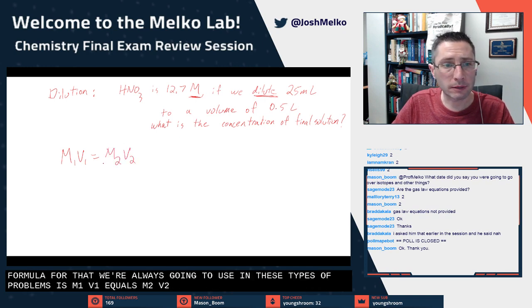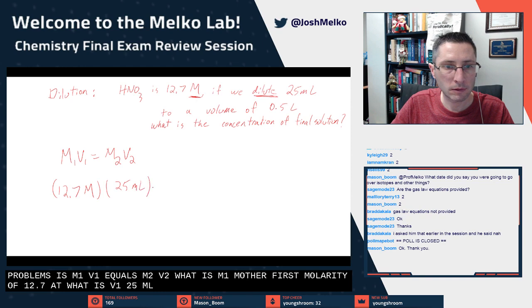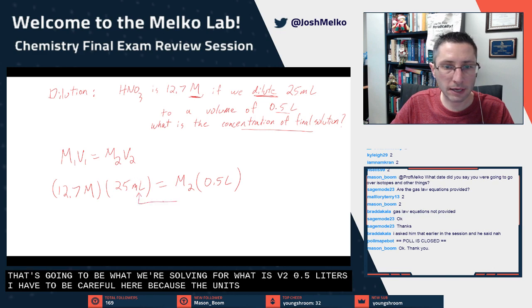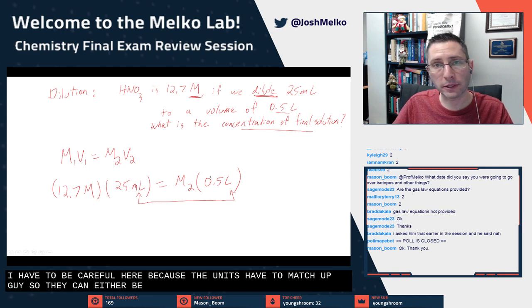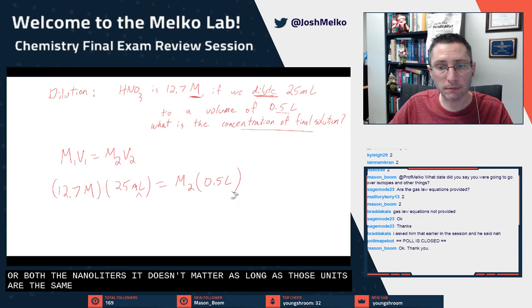Now just go through the problem and identify what is M1. Well, the first molarity is 12.7. What is V1? 25 milliliters. What is M2? Well, we're asked for that, so that's what we're solving for. What is V2? 0.5 liters. But be careful here because the units have to match up. They can either both be liters or both be milliliters or both be nanoliters. It doesn't matter as long as those units are the same.